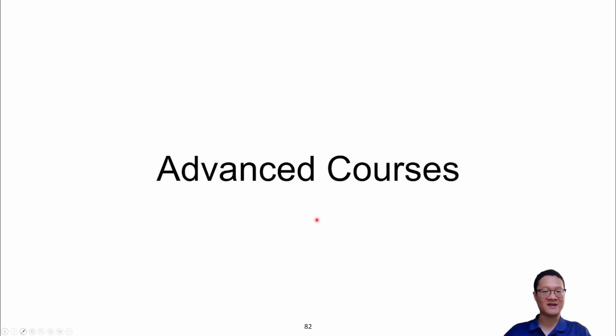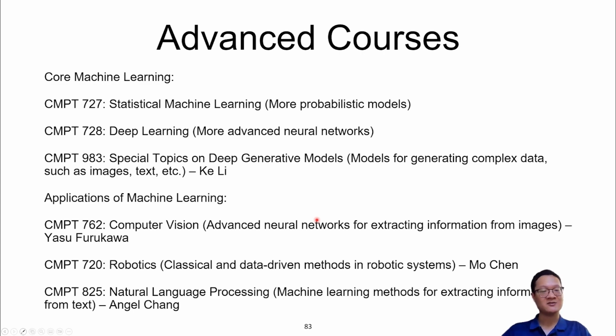So after this course, there are many advanced courses that I can recommend. In the area of core machine learning, we can consider CMPT 727, Statistical Machine Learning. That course focuses more on probabilistic models. There's also CMPT 728, which is deep learning. In that course, we analyze more about neural networks, so we have a more in-depth discussion on neural networks. And Professor Curley also teaches CMPT 983, which is a special topics course on deep generative models. So models for generating complex data such as images, text, videos, and so on.